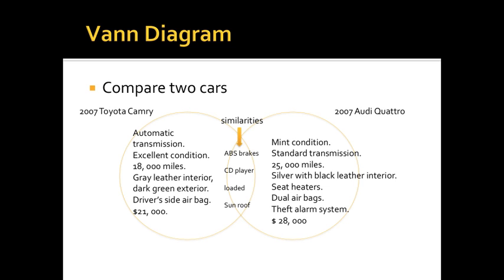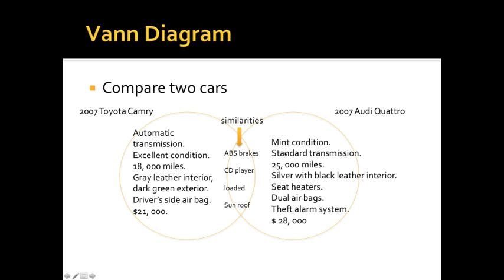Here's our topic. We're going to compare two cars. One is a 2007 Toyota Camry. The other is a 2007 Audi Quattro. Now we put the similarities in the intersection. Both of them have ABS brakes, CD player, they're loaded, and they both have a sunroof.